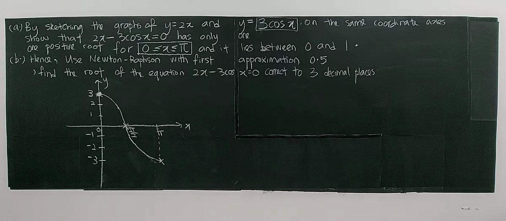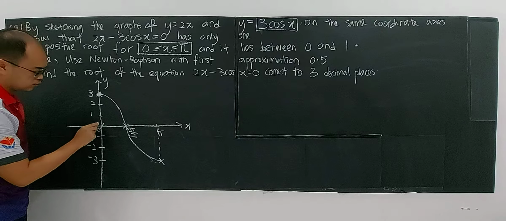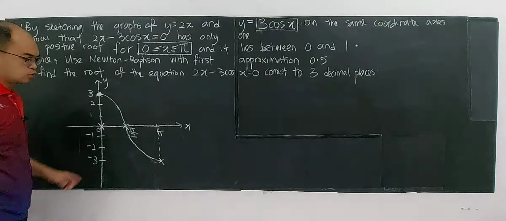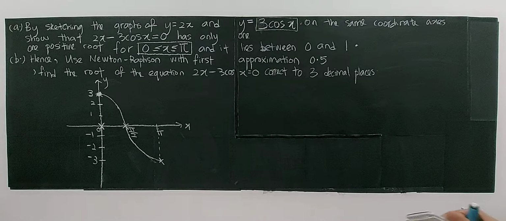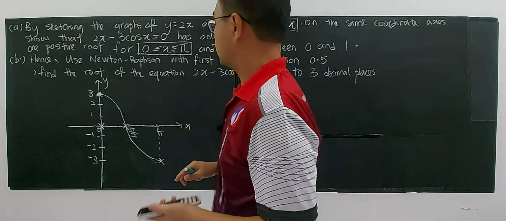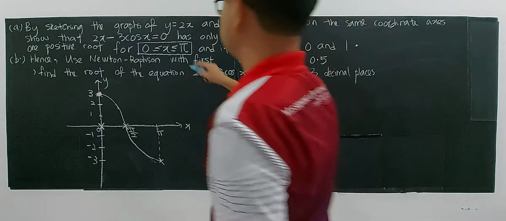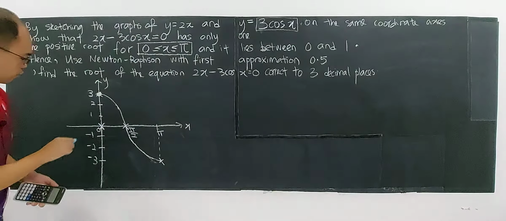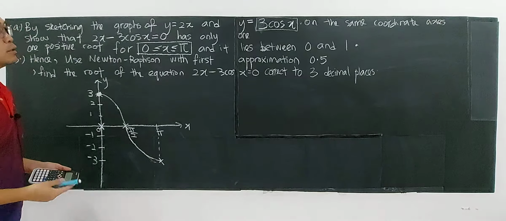And we also need to sketch the graph of y equals 2x. This y equals 2x is passing through 0. So we can choose another point to find the value. We can choose pi over 2, and 2 times pi over 2 gives 3.14 something. So when x is 0, y is 0. We just need 2 points to sketch a line: 0 and pi over 2.